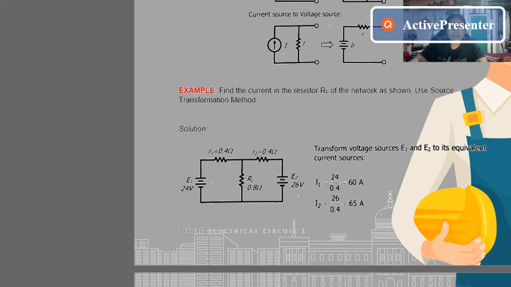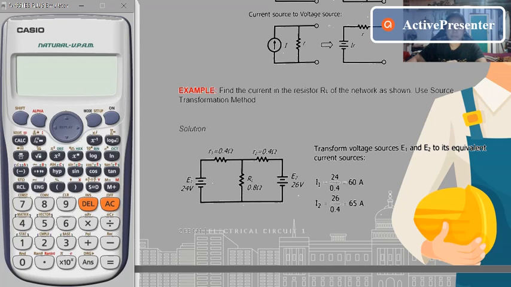Find the current in the resistor RL of the network as shown using the source transformation method. So here is our example circuit. We have E1 is 24, R1 and R2 are 0.4, RL is 0.8, and E2 is 26 volts. First we need to transform voltage sources E1 and E2 to their equivalent current sources. So we need to solve for our I1.